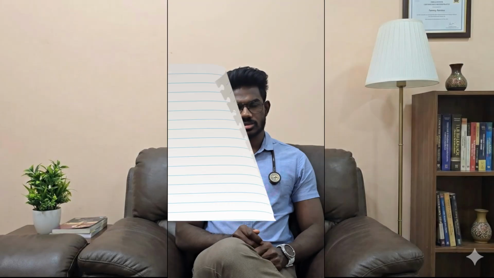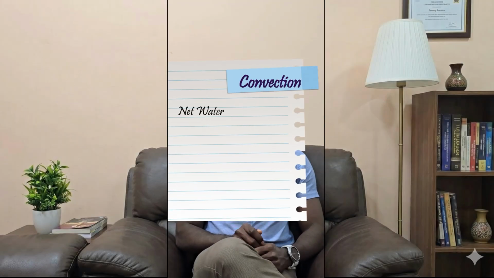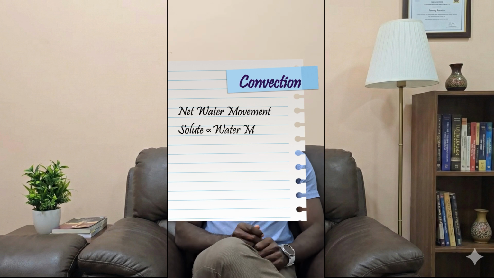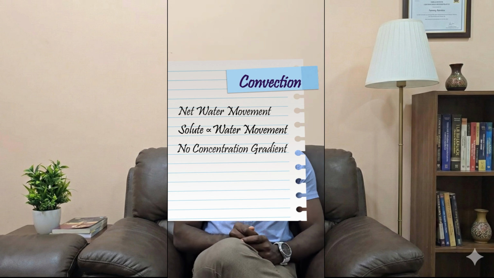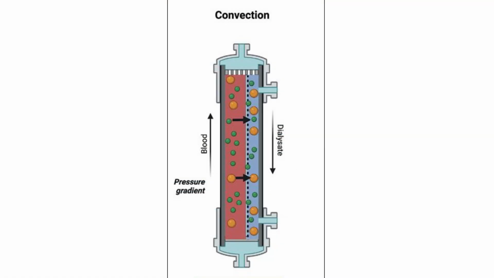And that's convection. And to note, unlike diffusion, there is net water movement here, and the solute movement is directly proportional to the convection volume. Also here, the solute movement neither depends on concentration gradient nor on the particle size. In a similar way, in hemofiltration, we push water across the filter using pressure, and solutes get carried along in bulk regardless of the size.